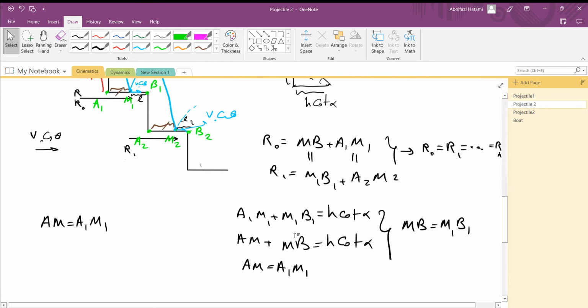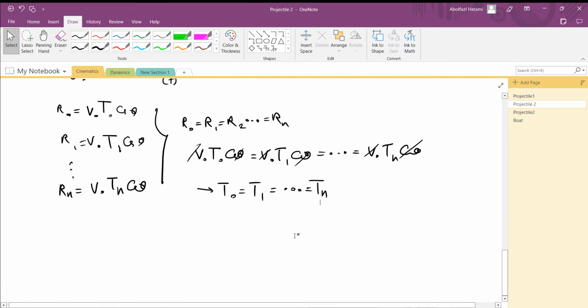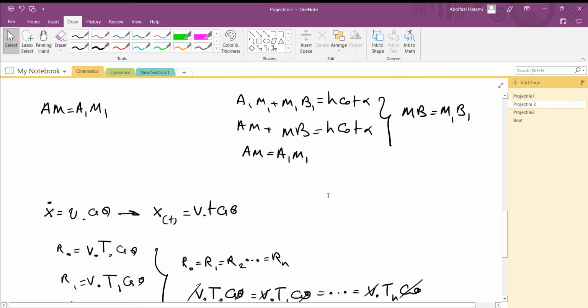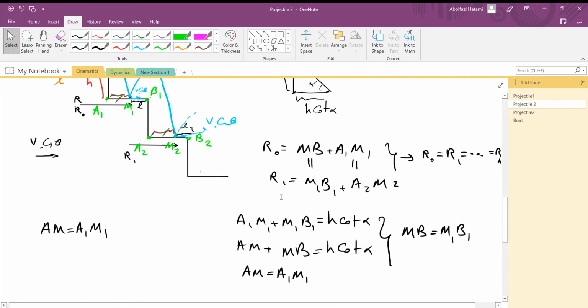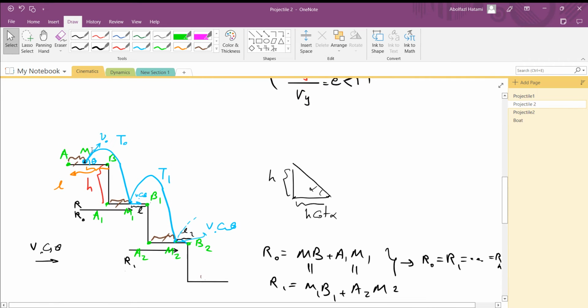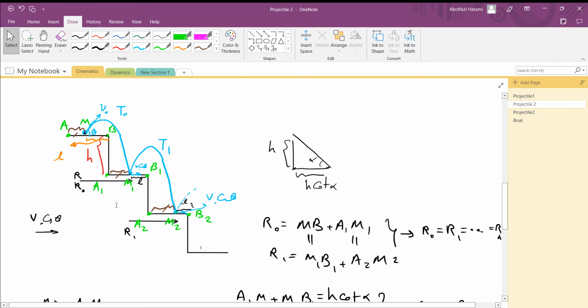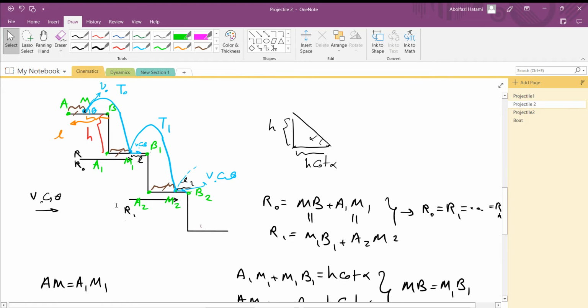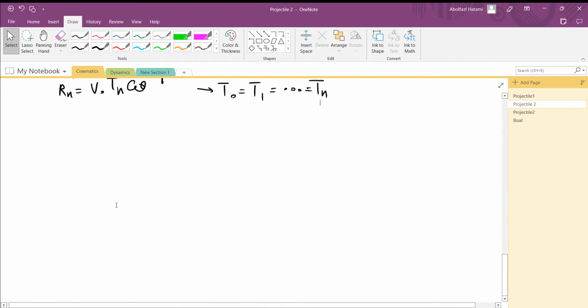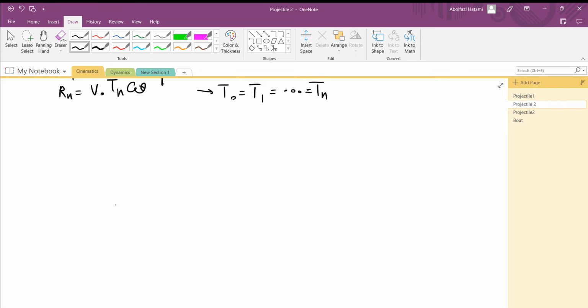Okay, but what is actually t0? What is t1? What is tn? What are these times in terms of our velocity and the angle we have and the edge and all of the geometric parameters that we have in the problem? Okay, let me calculate t0. Let me write the movement of our ball in the y direction.